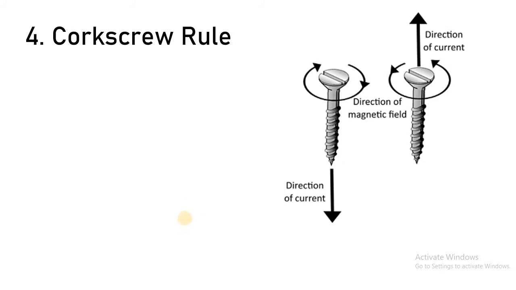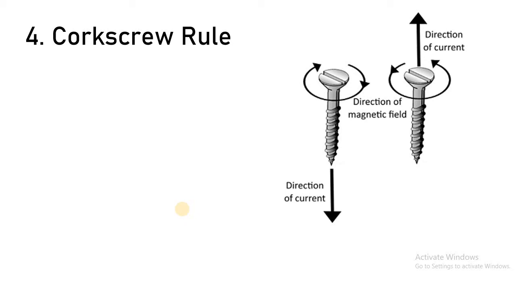These are the two screws. The first screw is going to be fixed in the tabletop, so it is going in downward direction, and the screwdriver is going to rotate in clockwise direction. The second screw is going to be removed from the tabletop, so it is going in upward direction, and to move it upward, our screwdriver is going to move in anti-clockwise direction. So the direction of the screw is nothing but the direction of current, and the direction of the screwdriver is nothing but the direction of the magnetic field.